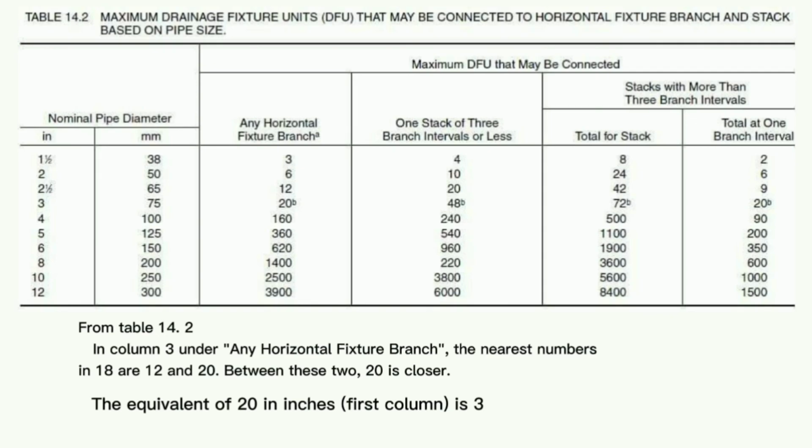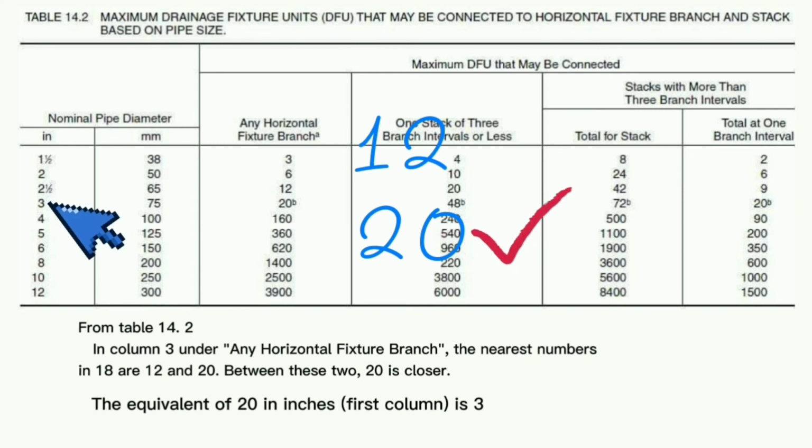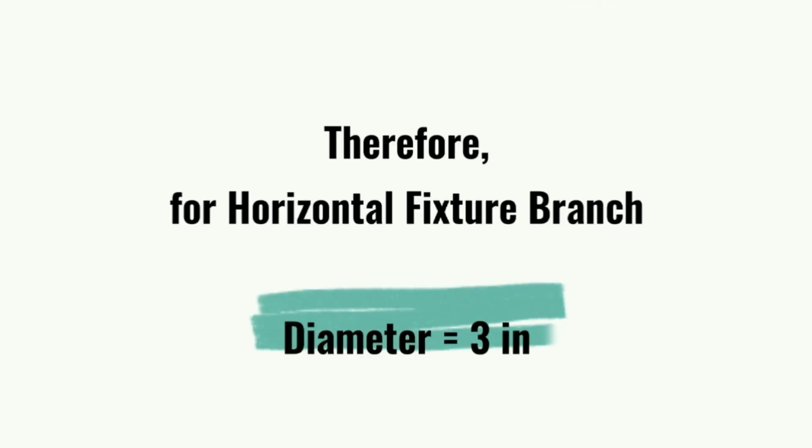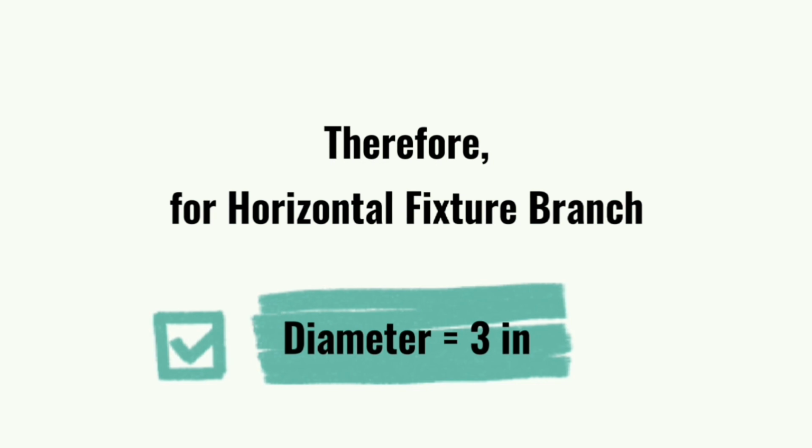So, paano nga ba natin mahanap yun? Refer tayo sa table 14.2. So, makita natin dito, yung sa horizontal fixture branch. So, sa third column siya. Hanap tayo ng mas malapit sa 18 DFU. So, we have 12 and 20. Mas malapit yung 20. So, ang katumbas na diameter niya is 3 inches. So, para sa horizontal fixture branch is we have 3 inches.